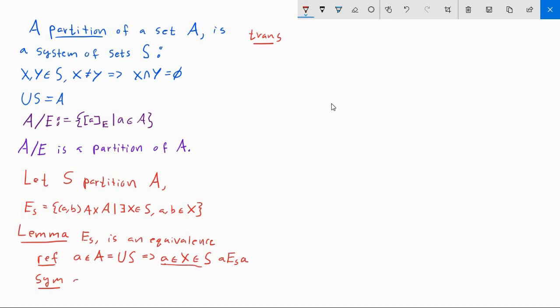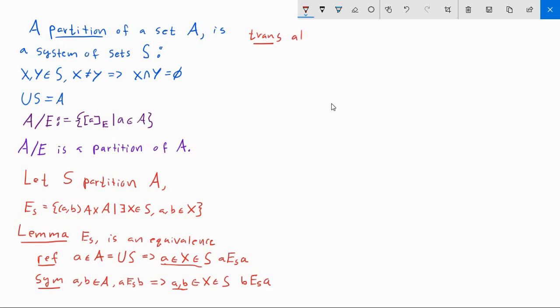As for symmetry, we can suppose we have two elements, a and b, belonging to our set A, such that a is E sub S related to b. Well, this simply means, by the definition of E sub S, that there is some set X, so that a and b both belong to X, and X belongs to S. Well, if a and b belong to X, then certainly b and a belong to X. We're not really saying anything different, but this just tells us that b is also E sub S related to a. And thus we have symmetry.